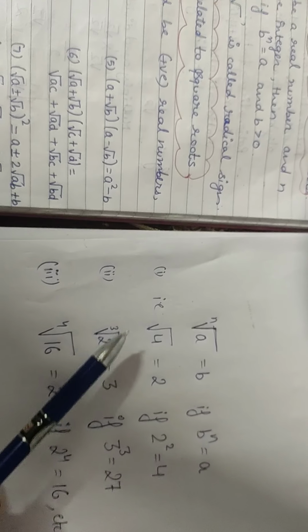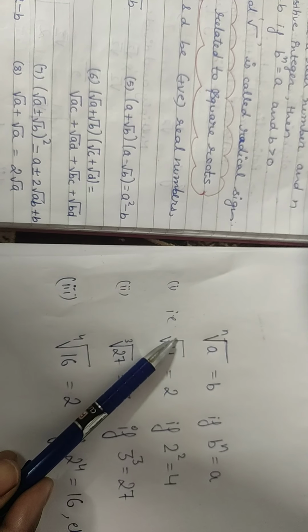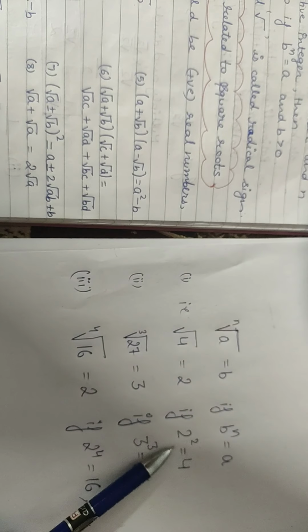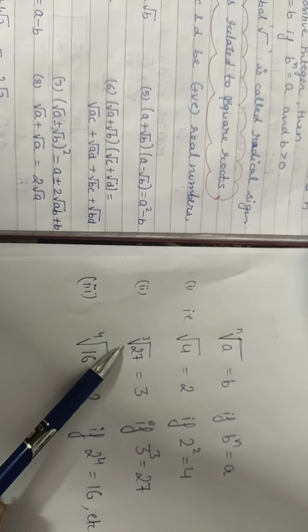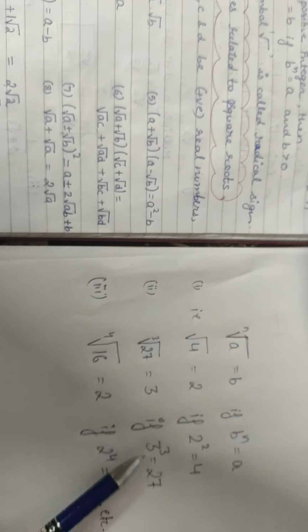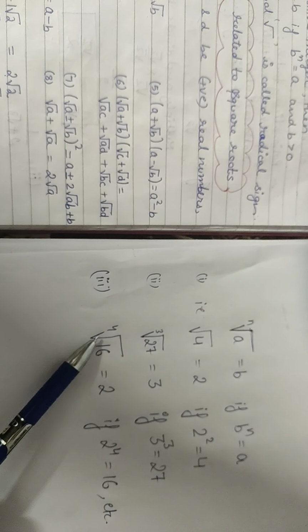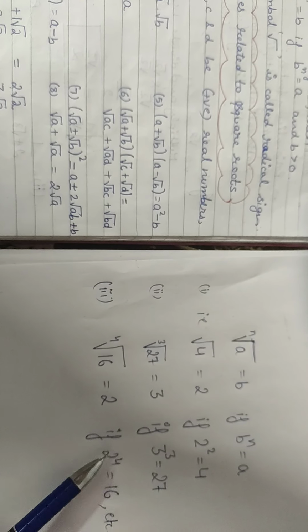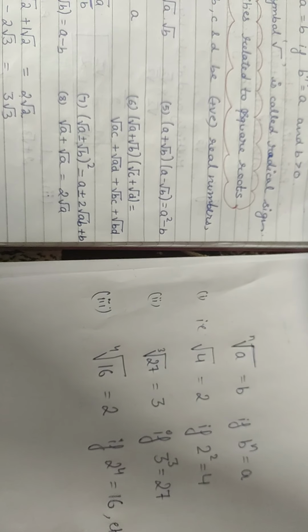Here we can observe under root 4 means square root of 4. So what is n? It is 2, which is equal to 2, since 2 square is equal to 4. Similarly, another example, cube root of 27 is 3, since 3 raised to the power 3 is 27. Same way we have one more example, fourth root of 16 is 2, since 2 raised to the power 4 is equal to 16, etc. And many more examples we have.